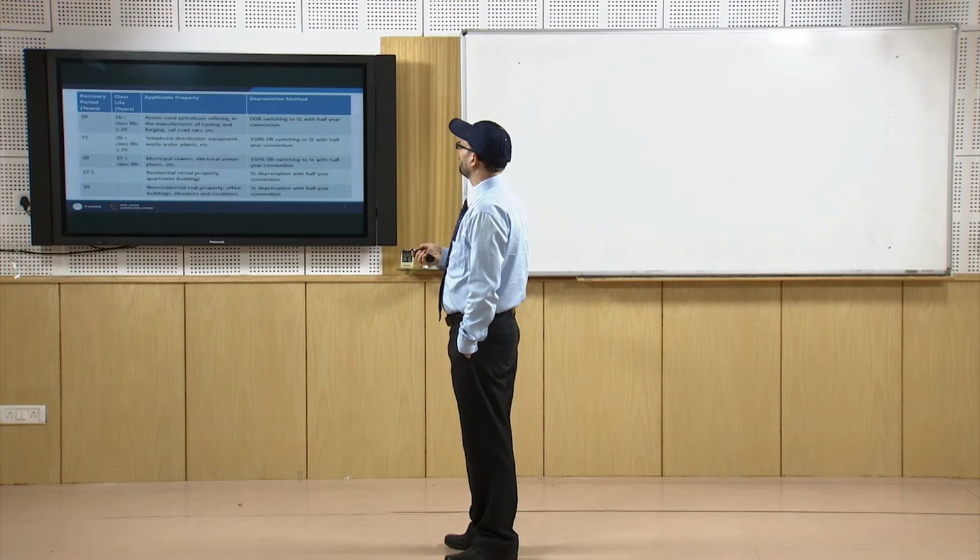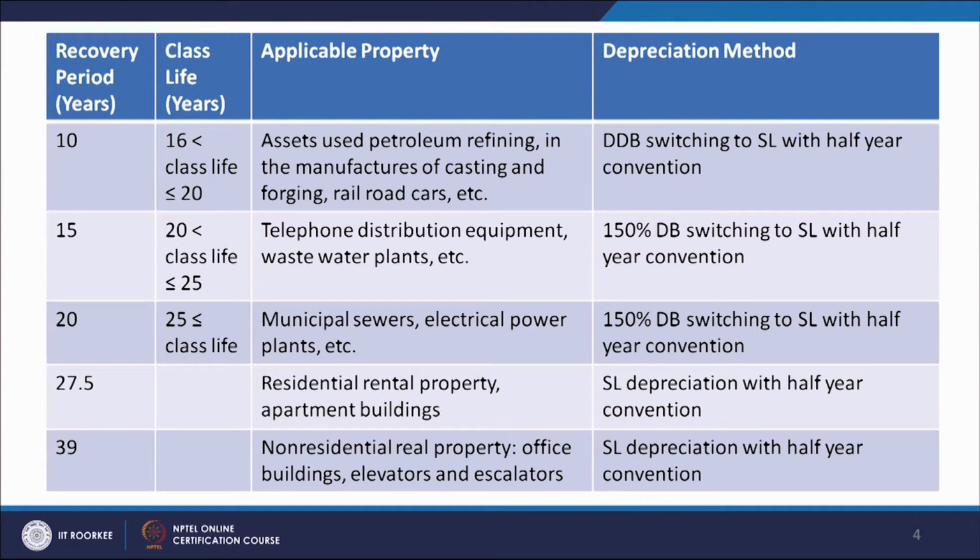Recovery period of 10 years has a class life of more than 16 and less than or equal to 20 years. Assets used for petroleum refining and for the manufacturing of castings and forgings, and railroad cars, come under this category. They are assumed to be recovered in 10 years, and here again you have the convention of DDB switching to straight line with half year convention.